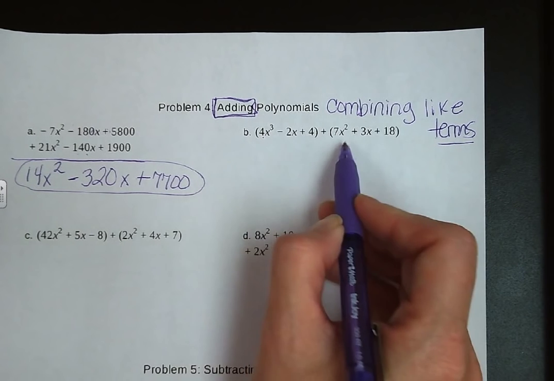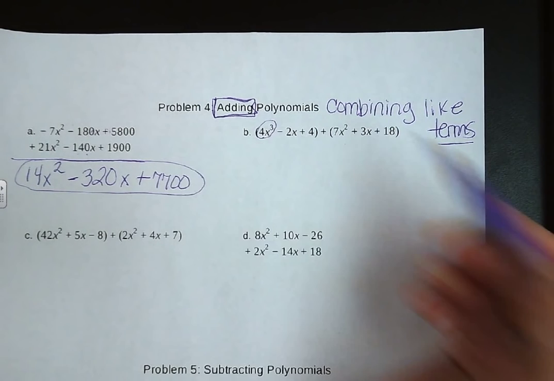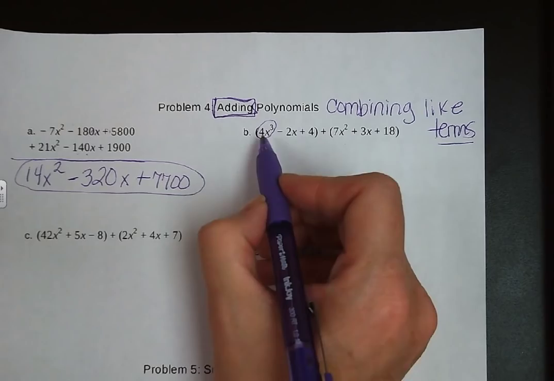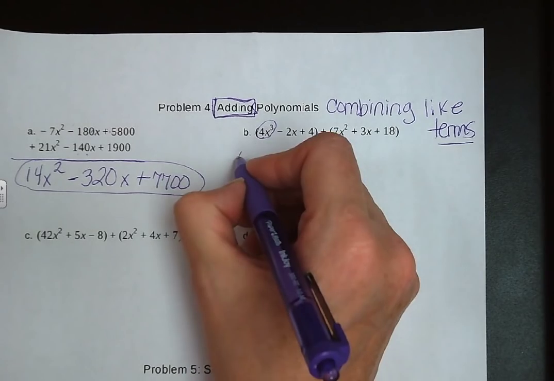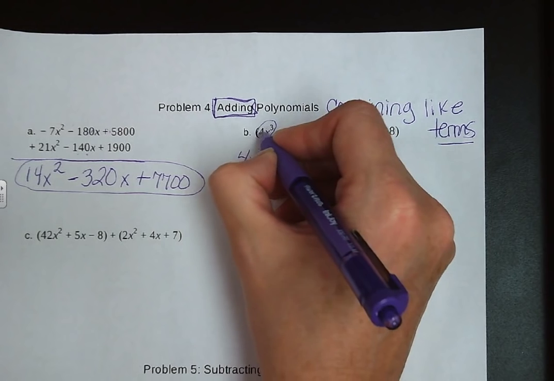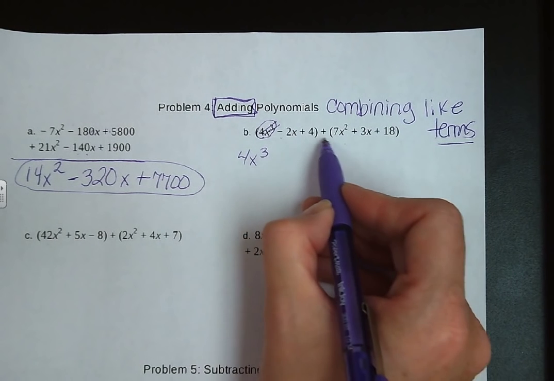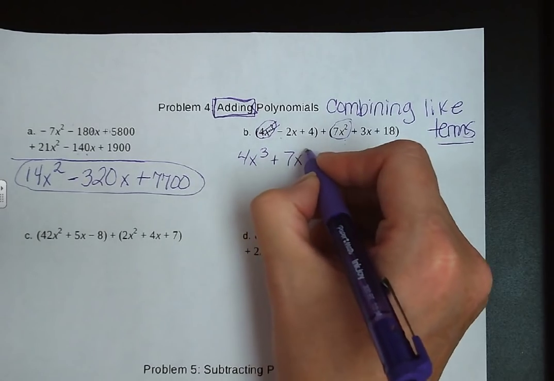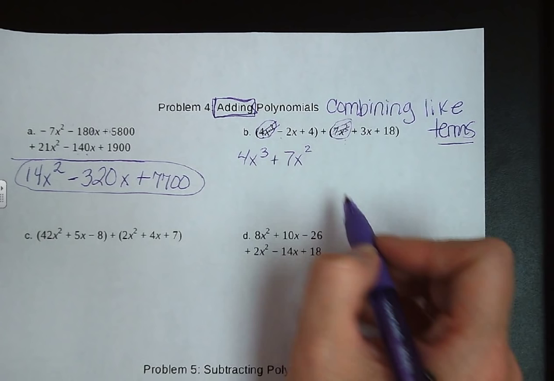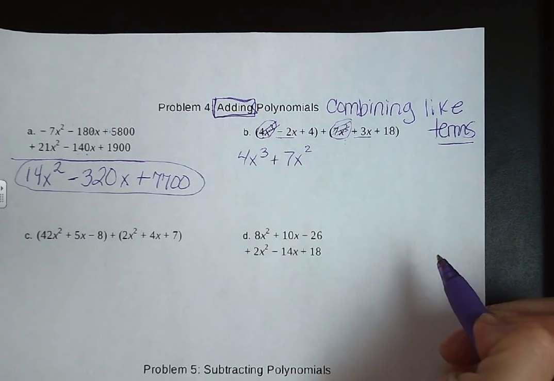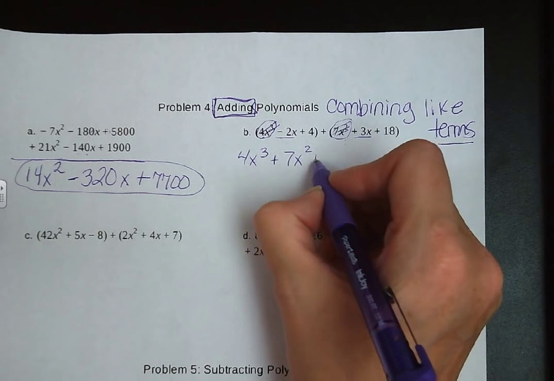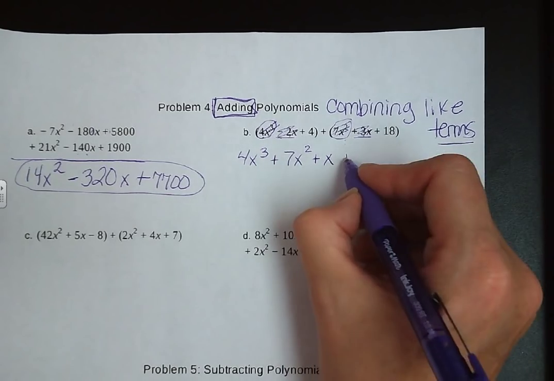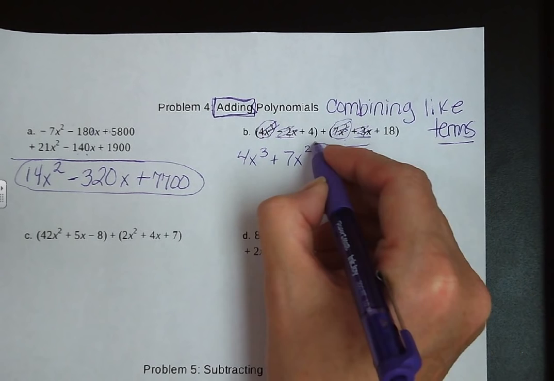All right, so when they're horizontal, I'm going to look and see what in my next polynomial is the same as 4x cubed, and I don't see anything else. So I just rewrite 4x cubed, so that one's done. Then we've got an x squared term in our second polynomial, so plus 7x squared. Nothing to combine with. Next we're going to go down to our x's, so we have a negative 2x plus a 3x, which is just going to be x. And then we have a positive 4 plus 18, which is 22.